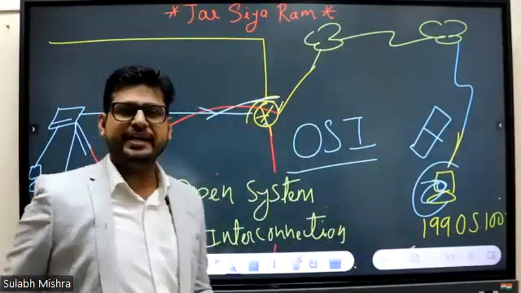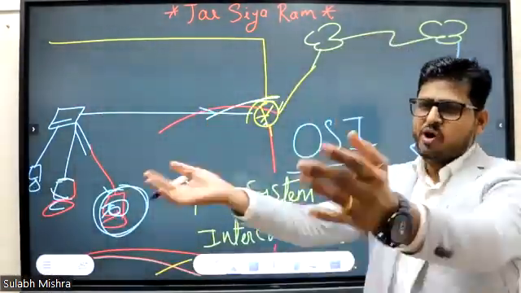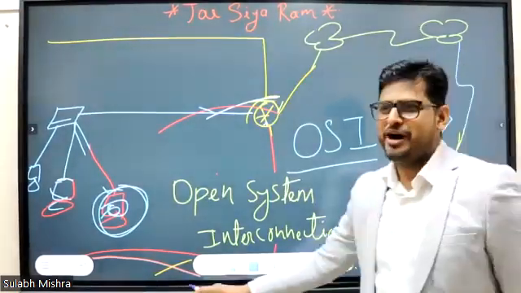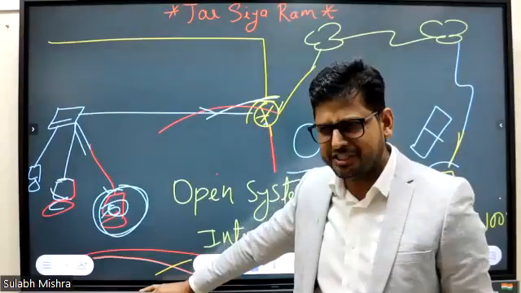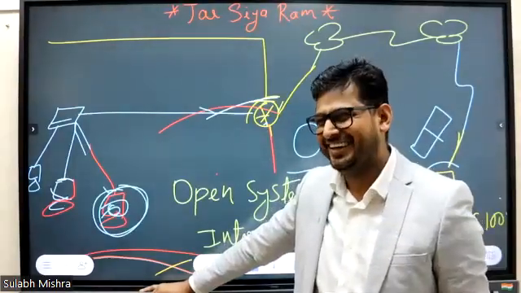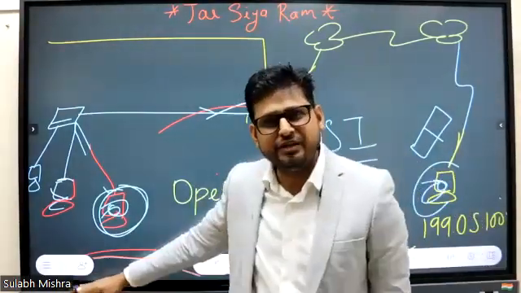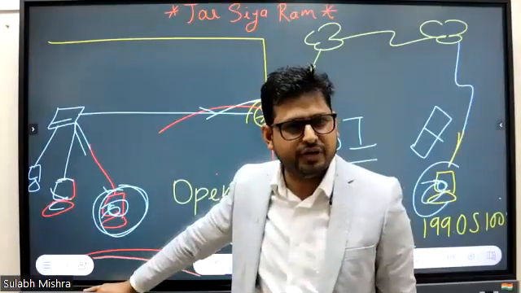Open system interconnection. OSI is a model. So now you ask me, where is the OSI model? Where have we kept the OSI model? Is it in the USA or in India? Where can you see the OSI model? Is it in the US, India, or UK? Where is it?